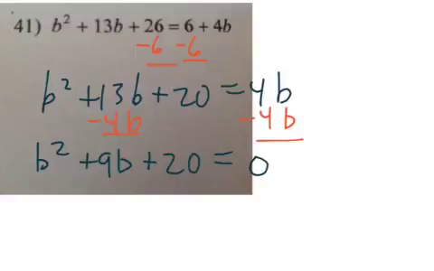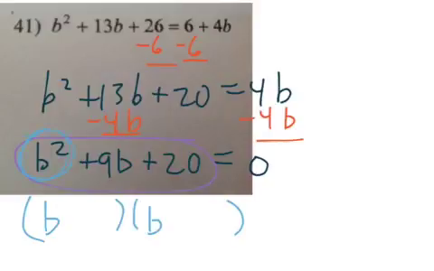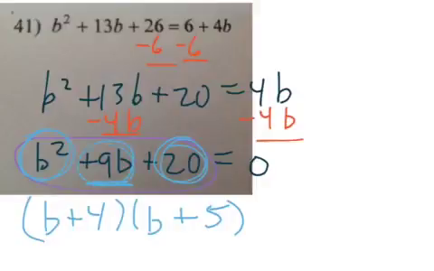Now that it equals 0, I should be able to factor that. Now if I can't factor that, then I will use quadratic formula. But I think I can factor that. Let's see. B times b is b squared, right? 4 times 5 is 20. Can I get a plus 9 with a 4 and a 5? If I do plus 4 plus 5, don't I get 9b? And so yes, I have it factored.